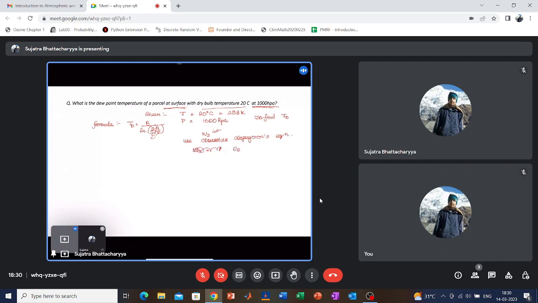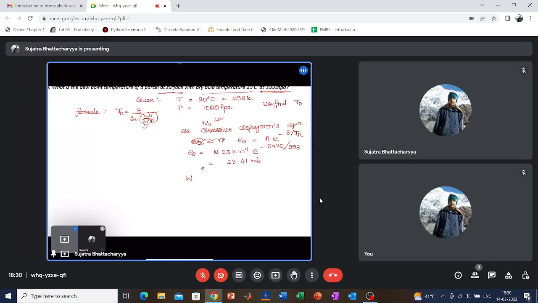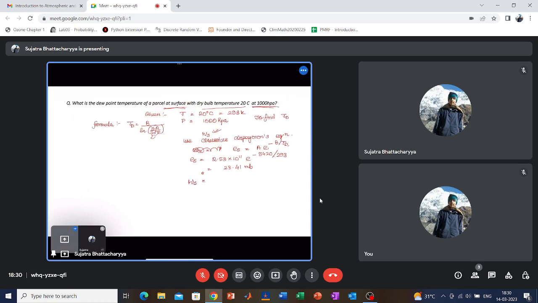Let's write it. Es will be equal to A e to the power minus B by Td. Let's calculate. It will be 2.53 into 10 to the power 11 e to the power minus 5420 divided by 293. And that comes out to be about 23.41 millibar. Fine. Now from here we can calculate the saturation mixing ratio, and that will be equal to epsilon Es by P, that is 0.622 into 23.41 divided by P, that is 1000, and its value comes out to be about 0.0145. And that is equal to W for dew point.